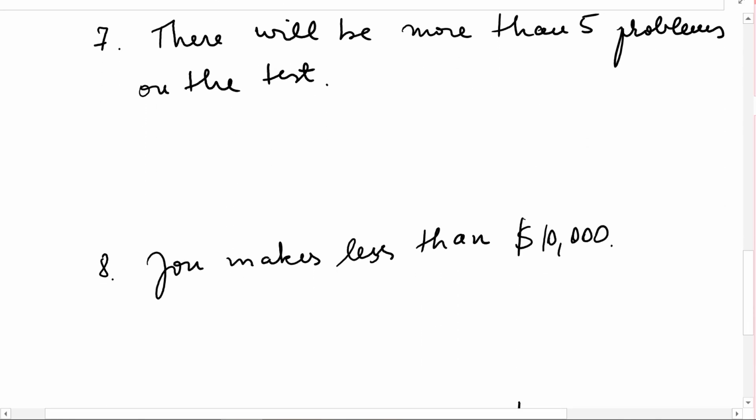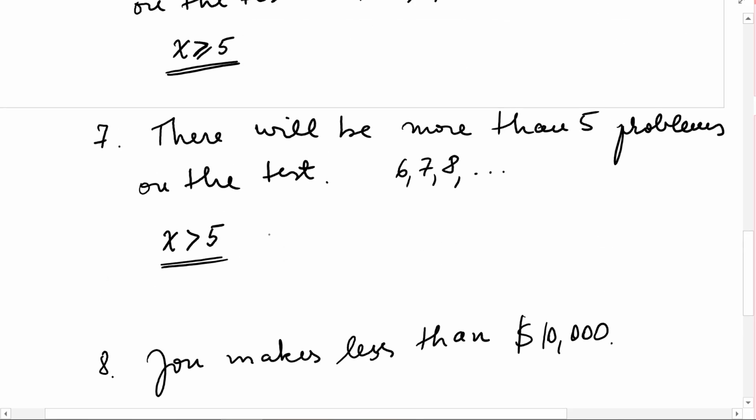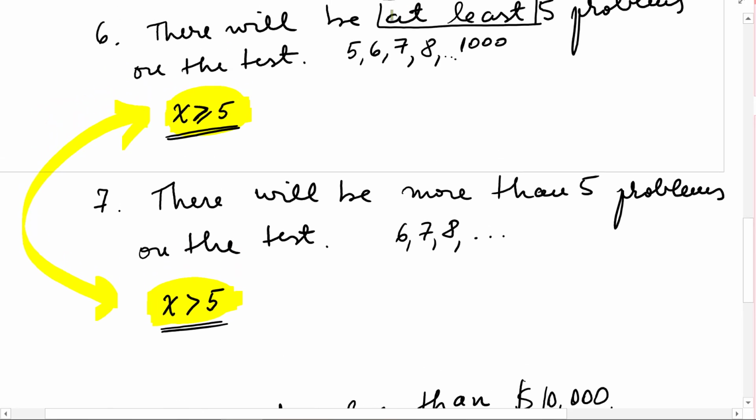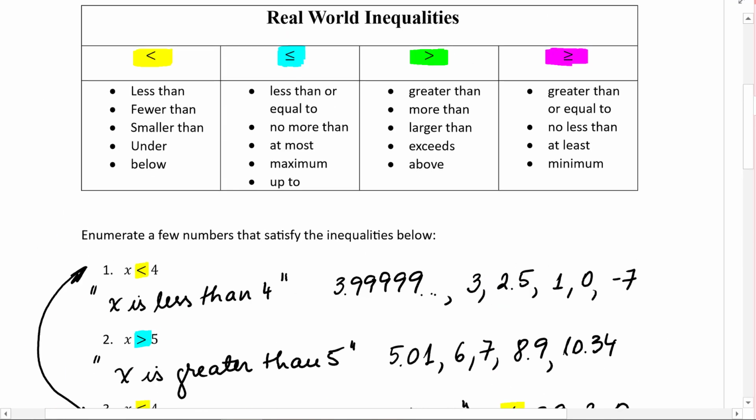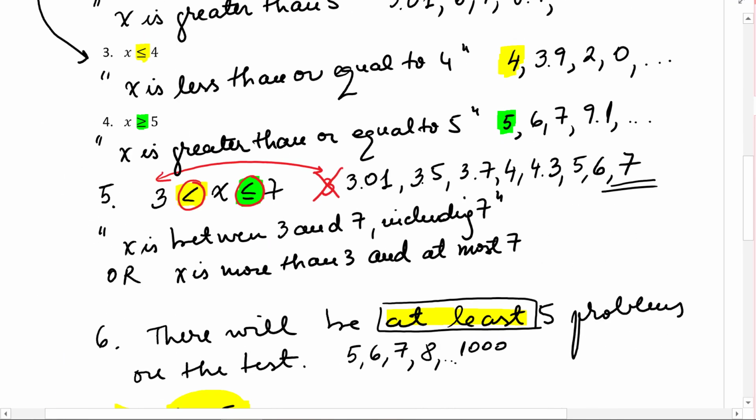Problem 7, there will be more than 5 problems on the test. So more than 5 problems means 6, 7, 8, and so on. So basically x greater than 5. So let's make the comparison between this one and this one, right? Do you see the difference? The difference is here I have greater than or equal to, while here I have strictly greater. And how do I know that? It's the wording, at least 5 and more than 5. So the vocabulary that I have up here is important. So make sure you look over it carefully.